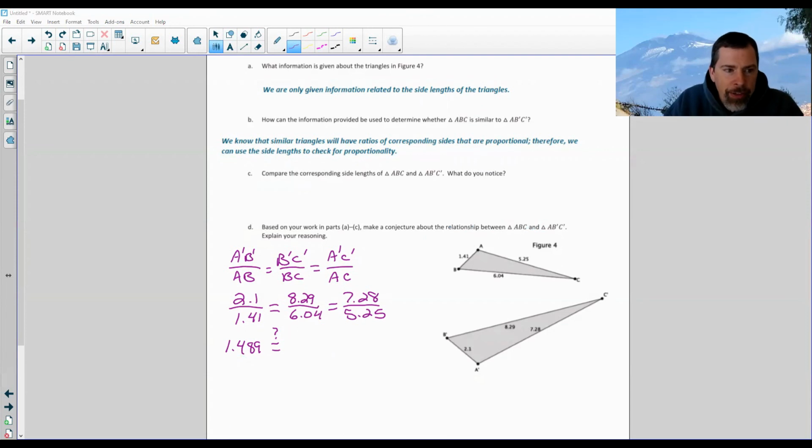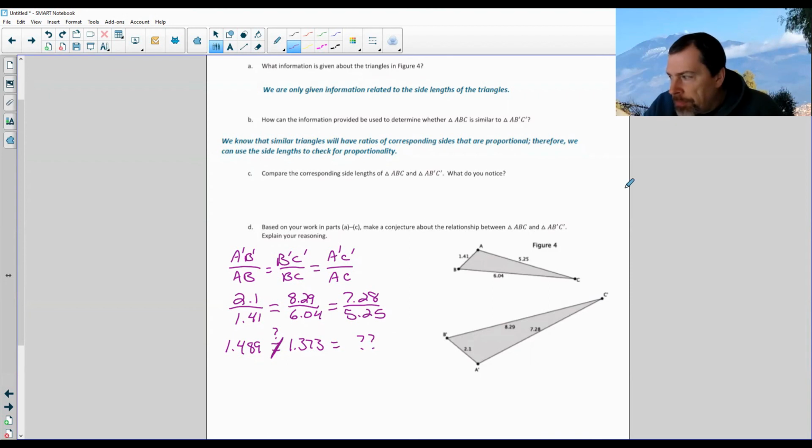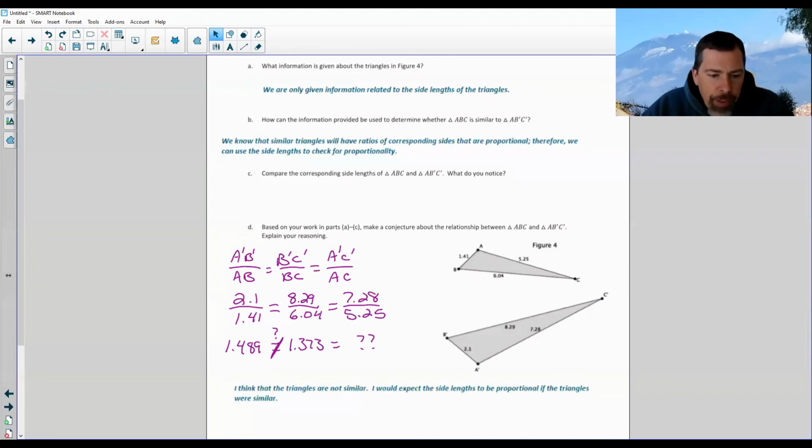So then I'm going to take my calculator and say 8.29 divided by 6.04 is, and I got 1.373 rounding. 1.373. Well, these are not equal. So I don't even need to do this last one. I don't even care, because I know that these two are not in proportion. So therefore, these two triangles are not similar. All right, so in answering this, we would say, I think that the triangles are not similar. I would expect the side lengths to be proportional if they were.